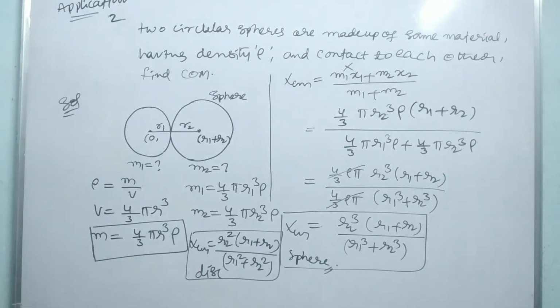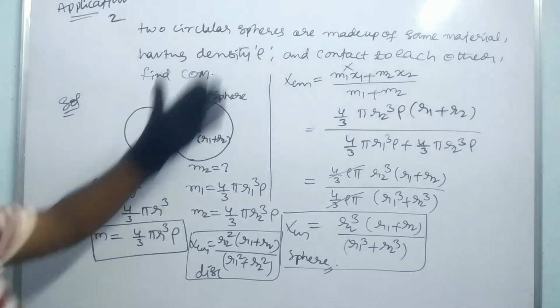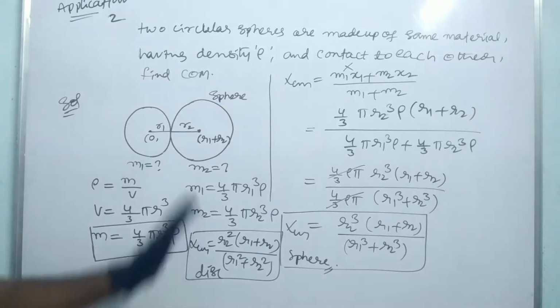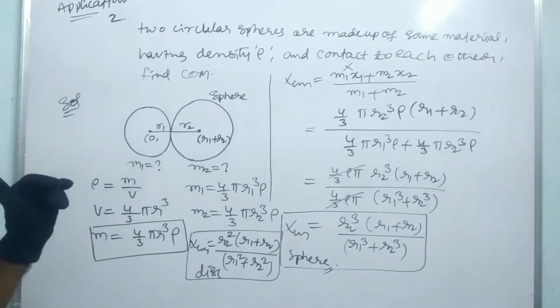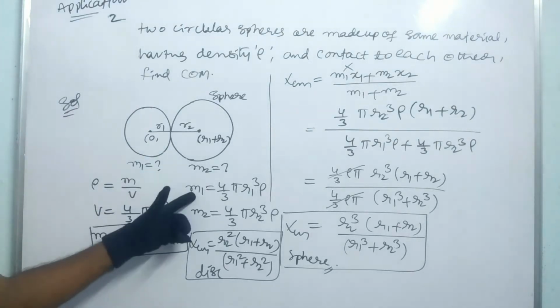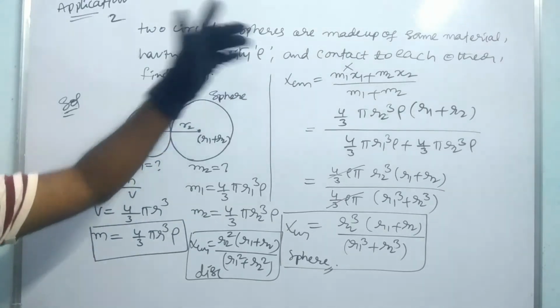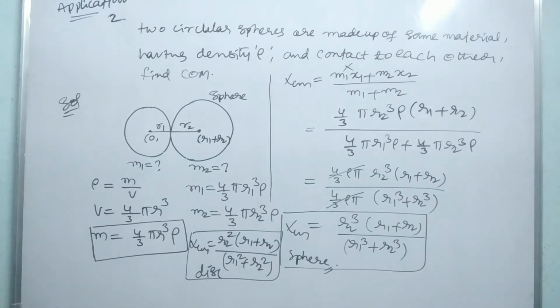So how can we find the mass when the density is given to us? That is the main important thing you have to learn here. Without the mass being given, we have to find the mass by using the density and the volume, right? And one more thing we have to see here.